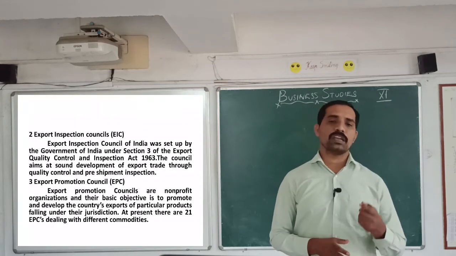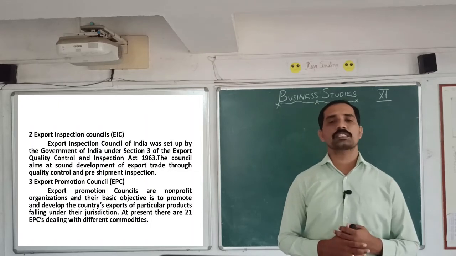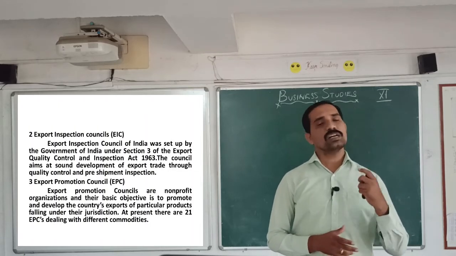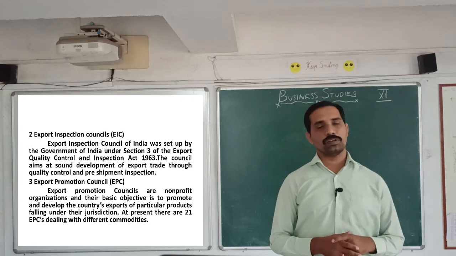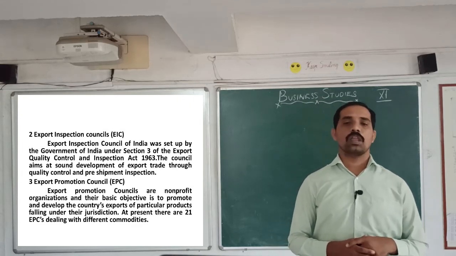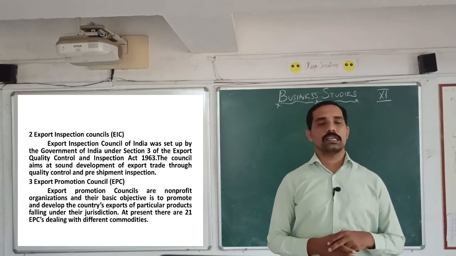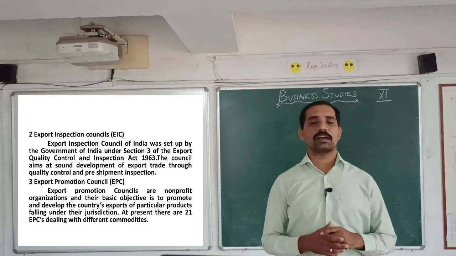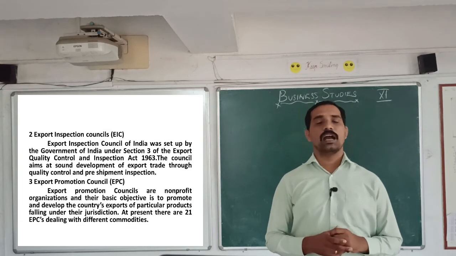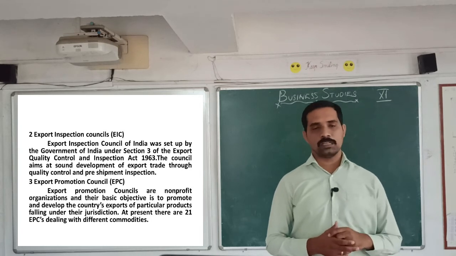Next is the Export Inspection Council, EIC. See, actually the Export Inspection Council of India was set up by the Government of India under section 3 of the Export Quality Control and Inspection Act 1963. So the council aims at sound development of export trade through quality control and pre-shipment inspection.